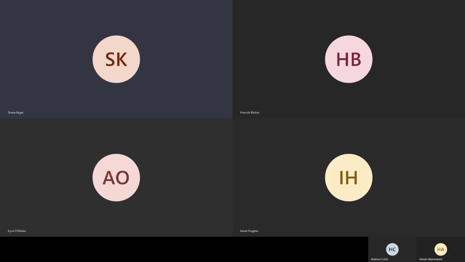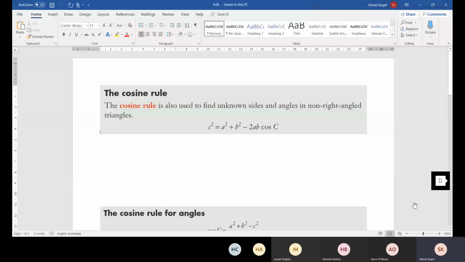Okay, so just going to start off with the cos rule. We'll go over it. So let me just share my screen. Okay, so similar to the sine rule, the cos rule also lets us find unknown side lengths or angles of non-right angled triangles. So the cos rule looks at all sides and one angle.